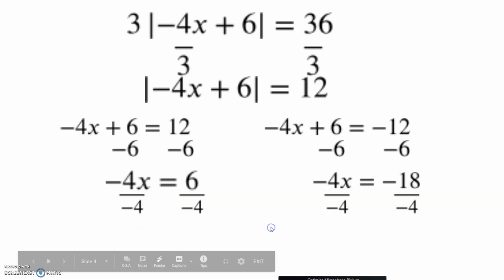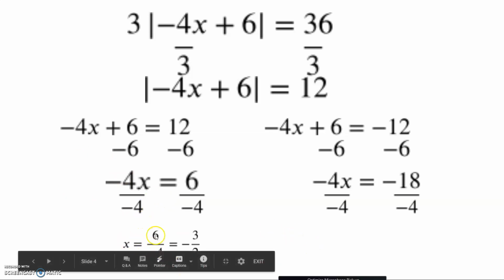That cancels out, and then don't forget to simplify your fractions. So we can get rid of that. 6 over -4 is -3/2, and -18 divided by -4, the negatives cancel out. They both have a common factor of 2, so that reduces to 9/2.